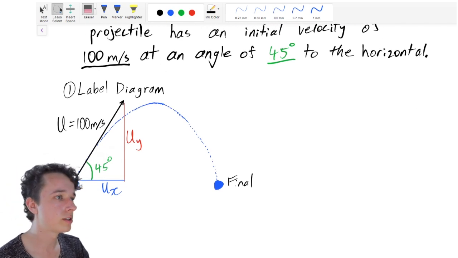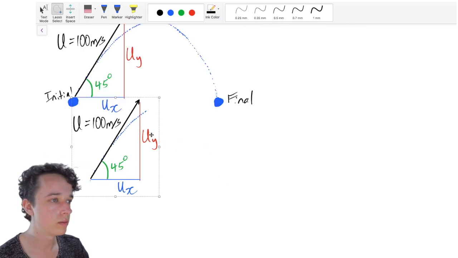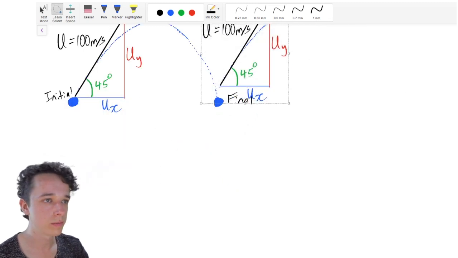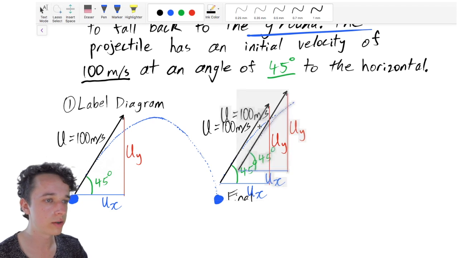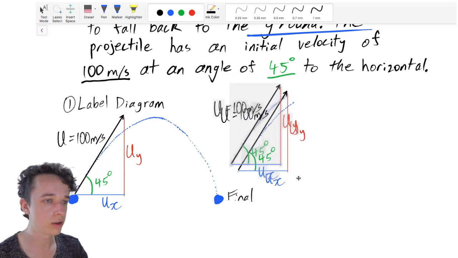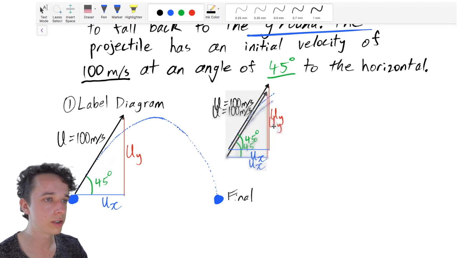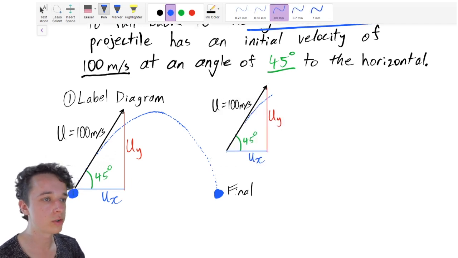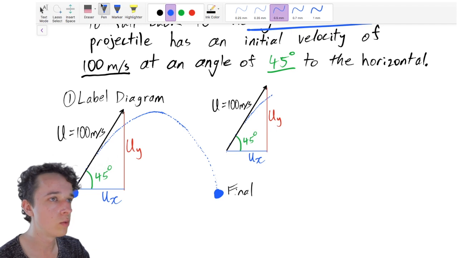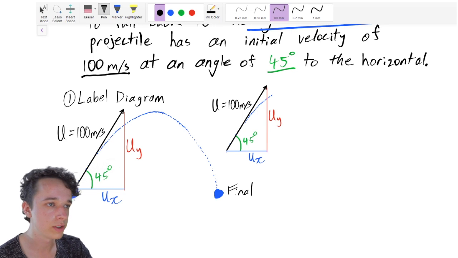I'll remove this thing again just to make it clearer. Okay, now we take this initial velocity triangle, and either we redraw it or we just use our original diagram. Again, I'm going to copy it and move it over here just so it's a little more clear. We use trigonometry to find ux and uy. So how is uy related to the 45 degrees and the 100 meters per second? Well, it's opposite the 45 degrees and the 100 meters per second is the hypotenuse. So opposite and hypotenuse, that's sine.